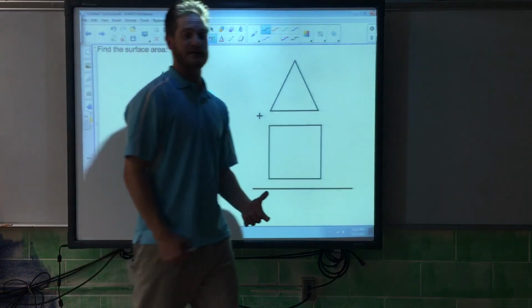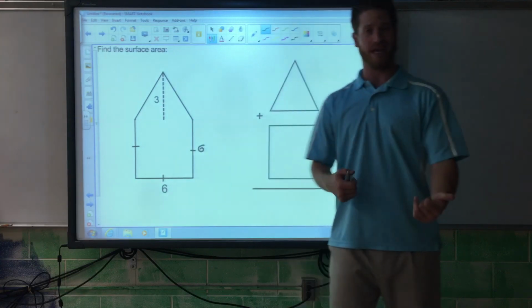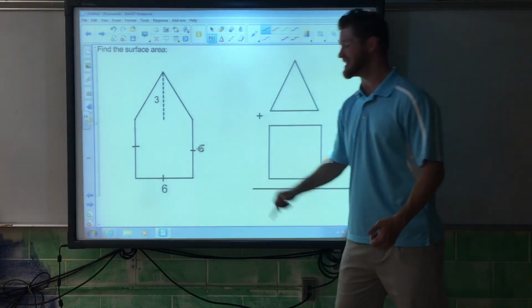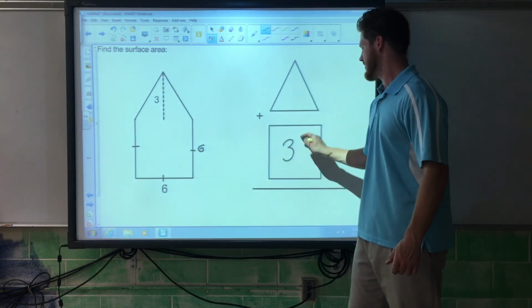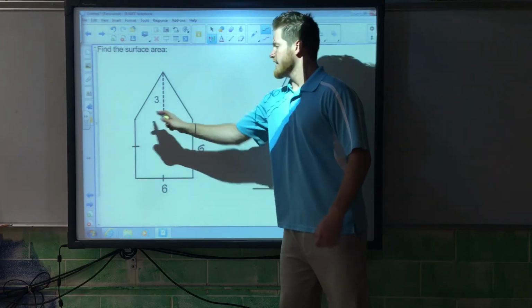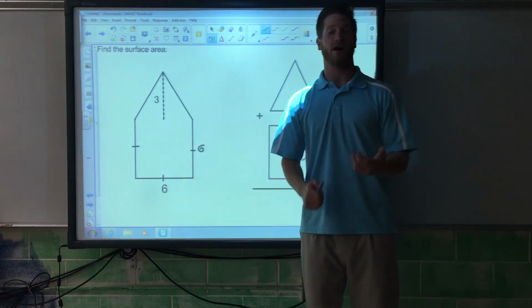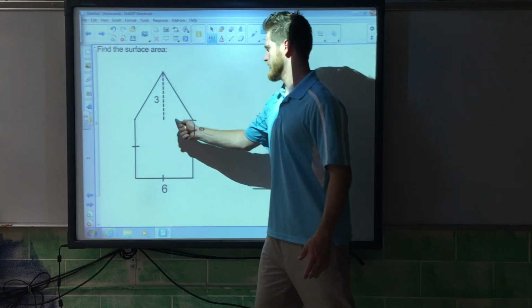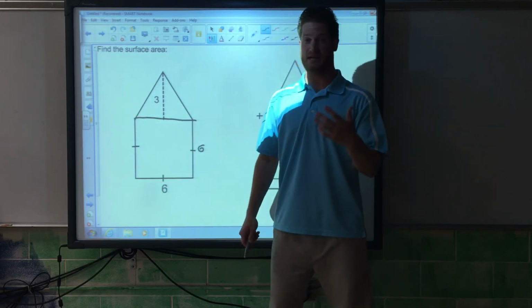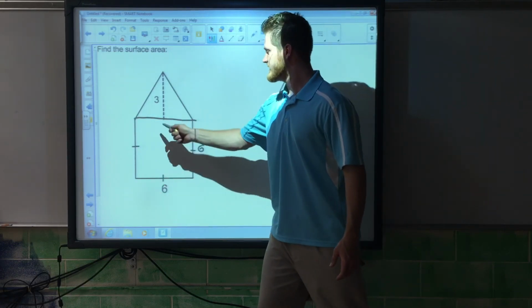The area of a square is just like the area of a rectangle. Length times width. So length times width, 6 times 6 gives me 36. Now, this is tricky because there's not a line going across and there won't always be, but you can go ahead and draw one if you want.